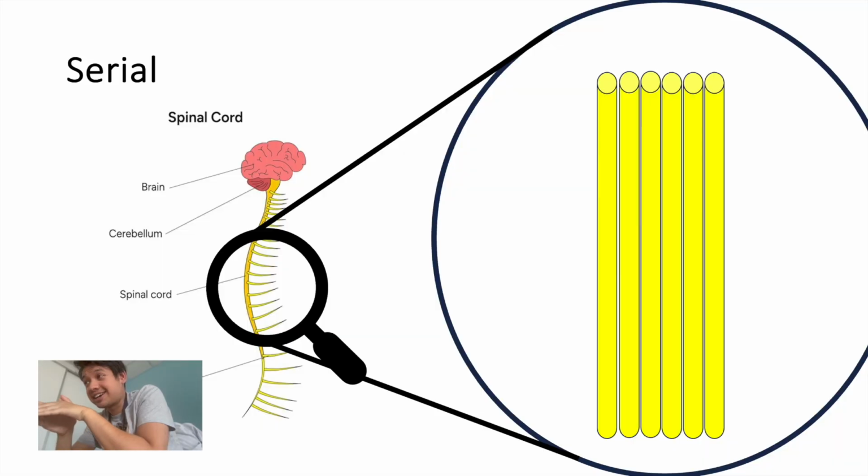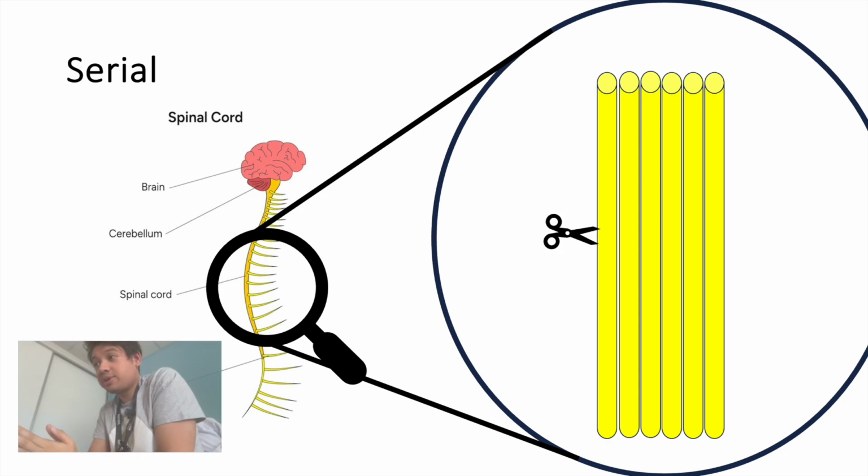Here, let's take a quick look at serial organs. Here we have a serial organ, the spinal cord. Each fiber or axon has a specific role, and they are all connected in series. If just one of them is cut or damaged, the whole function is lost.